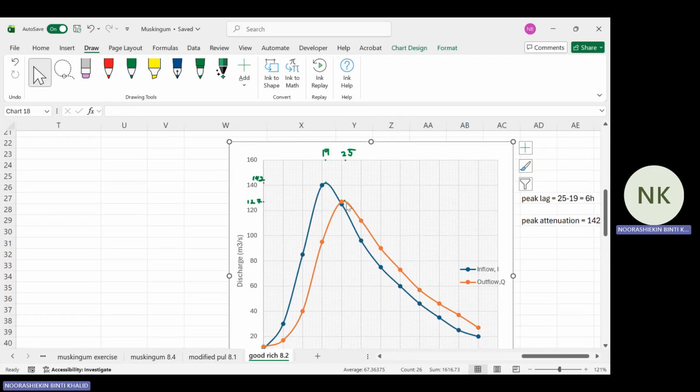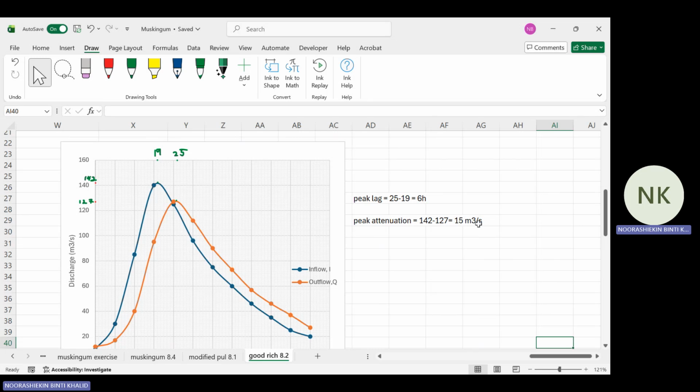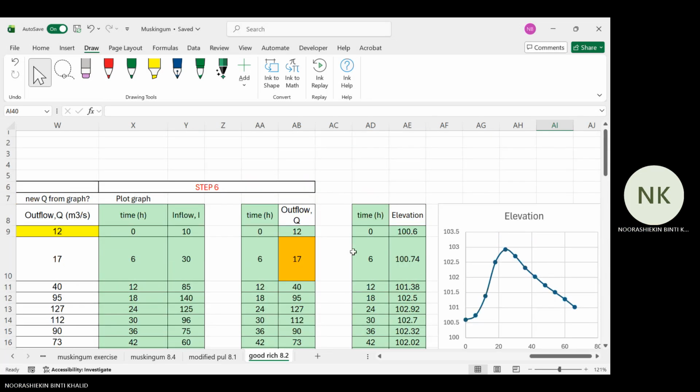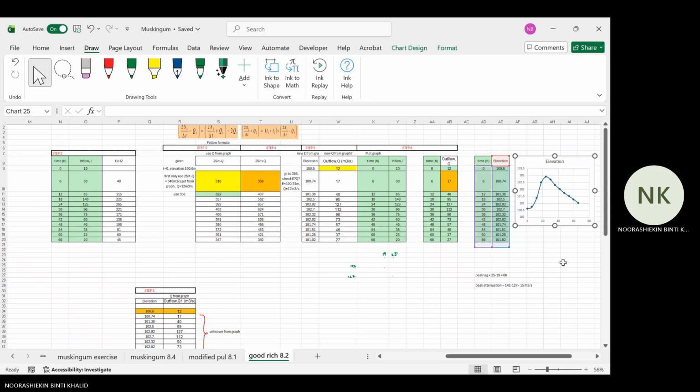Okay. And then you find the peak attenuation. So for Goodrich, I got peak attenuation 15 meter cube per second, and then peak lag 6 hours. This is the graph from the table. Right, so this is my graph elevation. Okay, right, so done. I will put this Excel into the drive. You may find it from the drive.